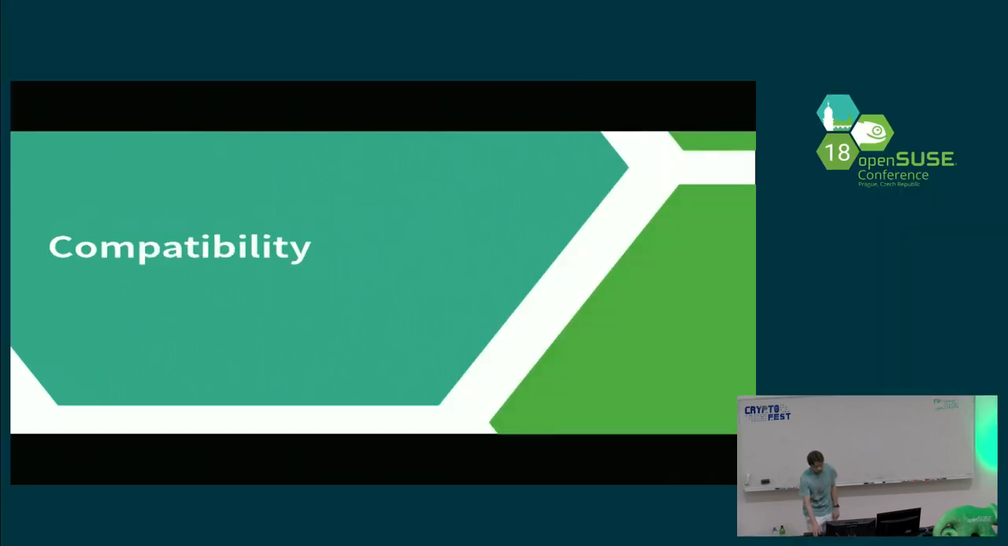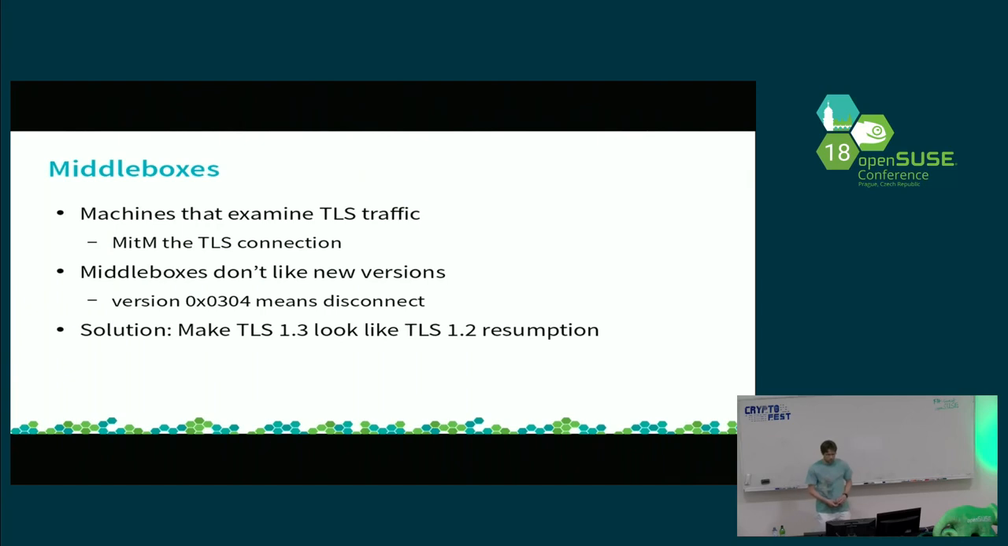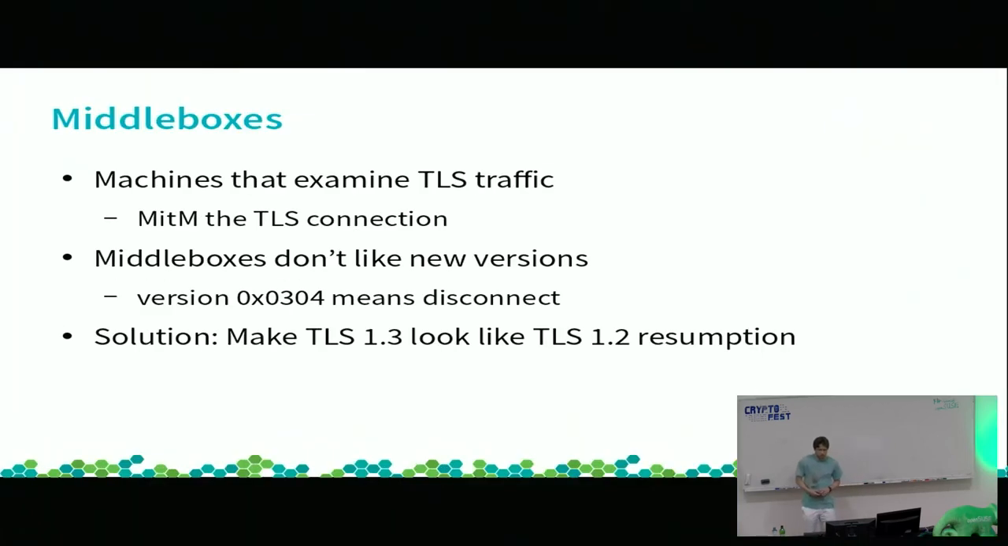Well, compatibility with the previous versions. During development, this was one of the biggest obstacles. It delayed the development of the standard for the longest. There are some middle boxes on the internet. There are machines which usually examine TLS traffic and then decide whether to allow it or drop it. They usually perform a man-in-the-middle attack against the TLS connection. So instead of connecting to the server which you want, you will be connecting to this middle box, which will terminate the connection there, and it will connect to the server on your behalf, and then will transfer the data. These machines are mostly used for security scanning.